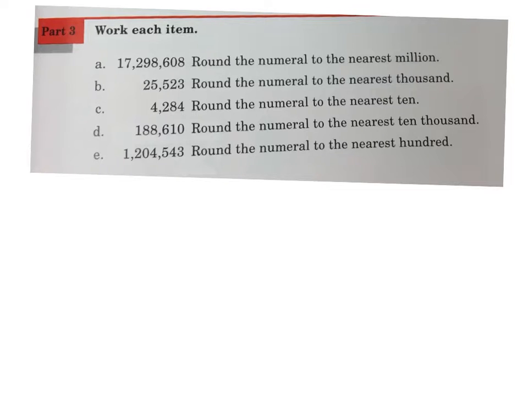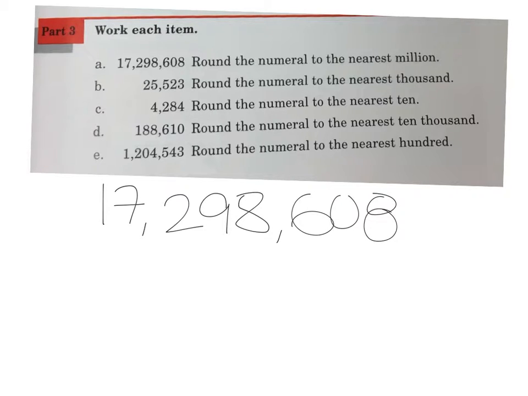Okay, so for part 3, we're doing rounding, but instead of underlining the place value for you, they've just told you what it is. So if I was going to work A, instead of underlining it for us, they tell us that we have to round it to the nearest million. So what I'm going to do is I'll actually rewrite this a little bit larger right here. And I have to find the millions place. So I know that if I start here, this is ones, tens, hundreds, thousands, 10,000s, 100,000s. This is the millions place.